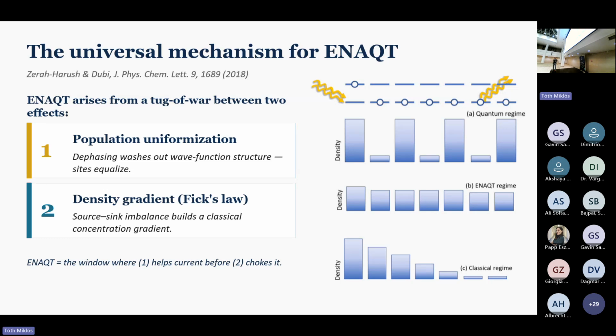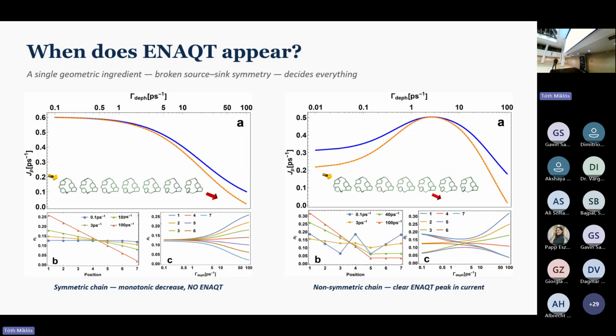And the competition between these two limits, where population uniformization becomes active, is where environment-assisted quantum transport comes in. And you can actually see it quite well if you look at a chain which does not have a symmetry. You need to break the symmetry. And here you see environment-assisted quantum transport, because there is initially a node here and a node here. There is some wave function structure.